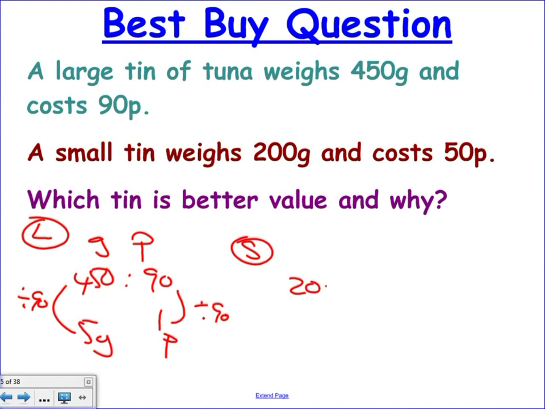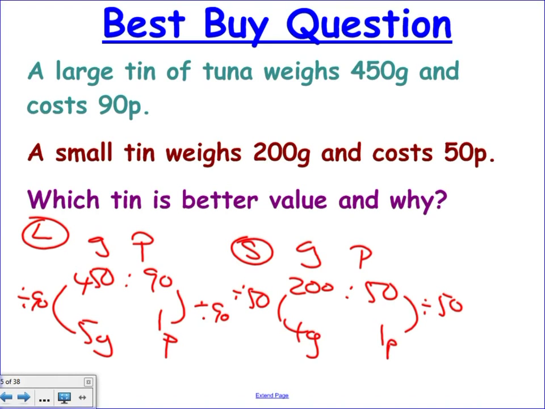Cheers. It's got 200 to 50, which is grams per penny. What do I need to do? Divide it by 50 to give me my 1. What do I do the other side? So I end up with 4 grams for my 1 penny. Happy with that? So my best buy is my large tin, because my 1 penny buys me 5 grams. Happy days.